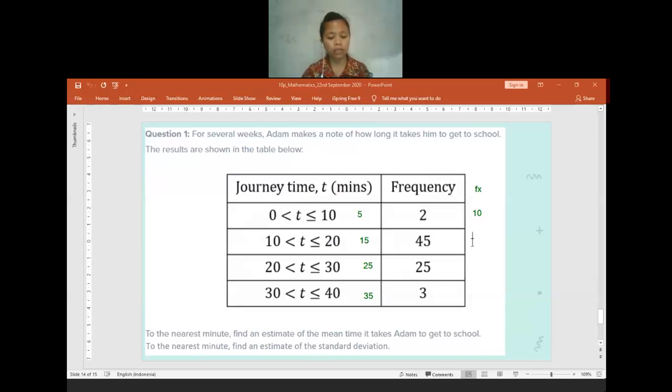15 times 45. Anyone can help me? How much will it be? 15 times 45. 225, 675, is it? Yeah, 675. Okay, thank you. Now we have 25 times 25, it will be 625. And then we have 35 times 3, it will be equal to 105.